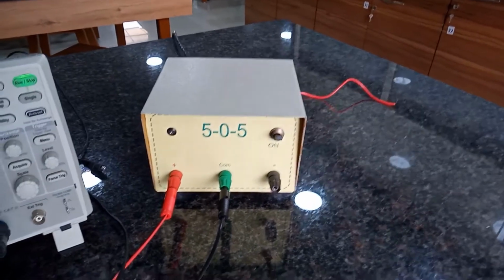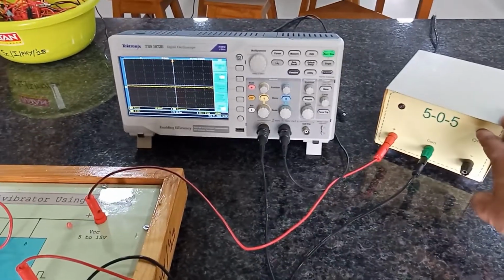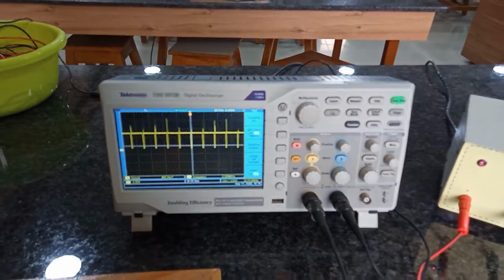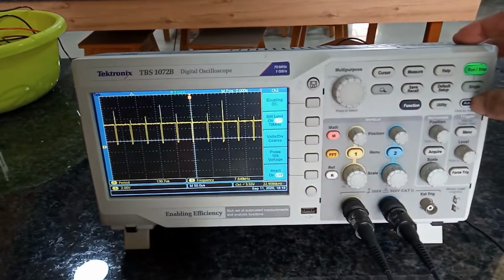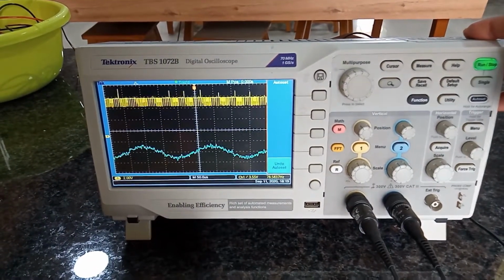Now you can see nothing is there in the CRO because the power supply is off. Now let us turn it on. The moment I turn it on, you can see the waveform. You can see the waveforms in the CRO. Now we have to set the CRO in order to measure the time period for our further calculation.